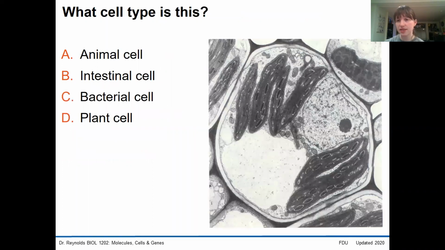What cell type is this? Well, this would be a plant cell. Not only can you see that there are chloroplasts here, these dark elongated structures, but there's also a big vacuole filled with seemingly nothing in this image. That would be a central vacuole, which is necessary for plant cells. There's also a thick border around this cell, which is a cell wall made out of cellulose because this is a plant cell.